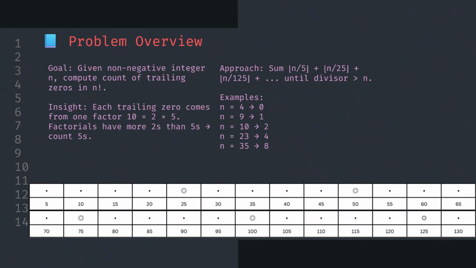So, rather than multiplying everything out and counting zeros, we count how many multiples of 5 are present, where each contributes at least one 5, and then we add extra counts for multiples of 25, where each one contributes a second 5, and so on. That gives us a logarithmic time solution that's perfect even for large n.